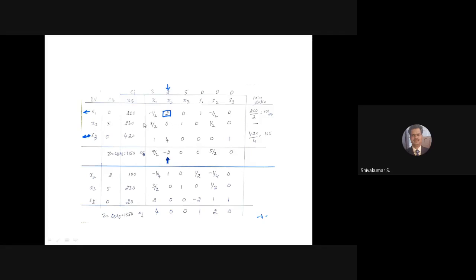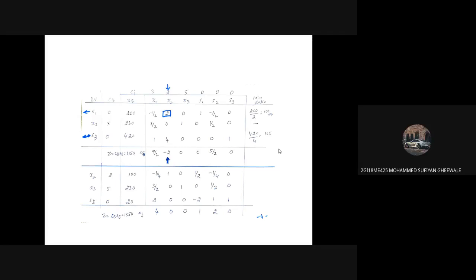Now you are going to do only this row. That is, you are dividing the entire row by 2 in order to make the pivot point as 1. So 2 by 2 is 1, 0, 3 becomes 3 by 2, 460 by 2 is 230, 1 becomes 1 by 2, 0. So you write down only these values. Don't touch this row and this row.